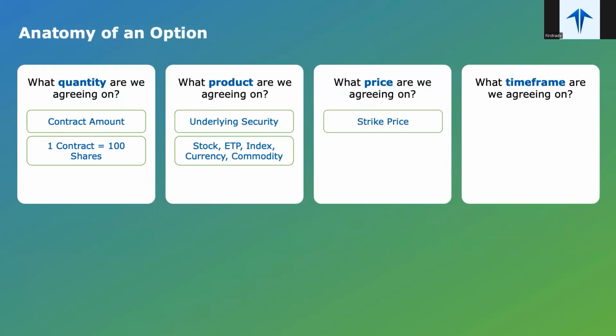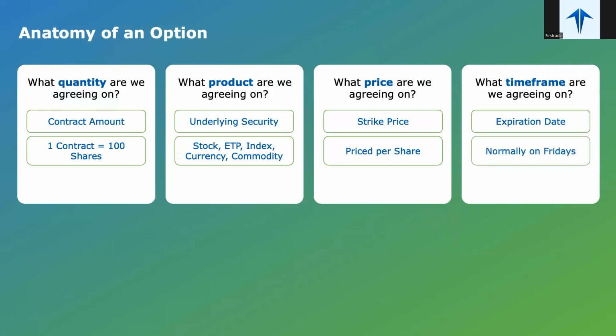The price that you're agreeing on is just the strike price. So when we say, I'm buying an option at this strike, that just means this is the price that I am agreeing to buy or sell at, or am obligated to if you're on the other side. That's priced per share. In the previous example, we had one contract representing 100 shares at $100 per share. So the strike price is always per share. And the time frame is just the expiration date. This is when it ceases to exist.